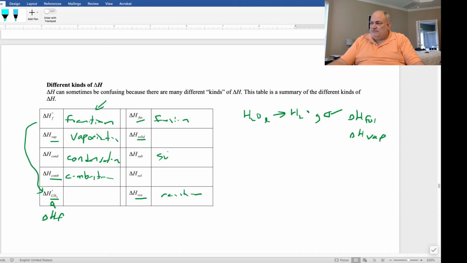Sublimation, right here. Sublimation, that would be going from a solid directly to a gas. And that's something like dry ice. We see that turning to a gas often. It's not a reaction, but it is a thing.